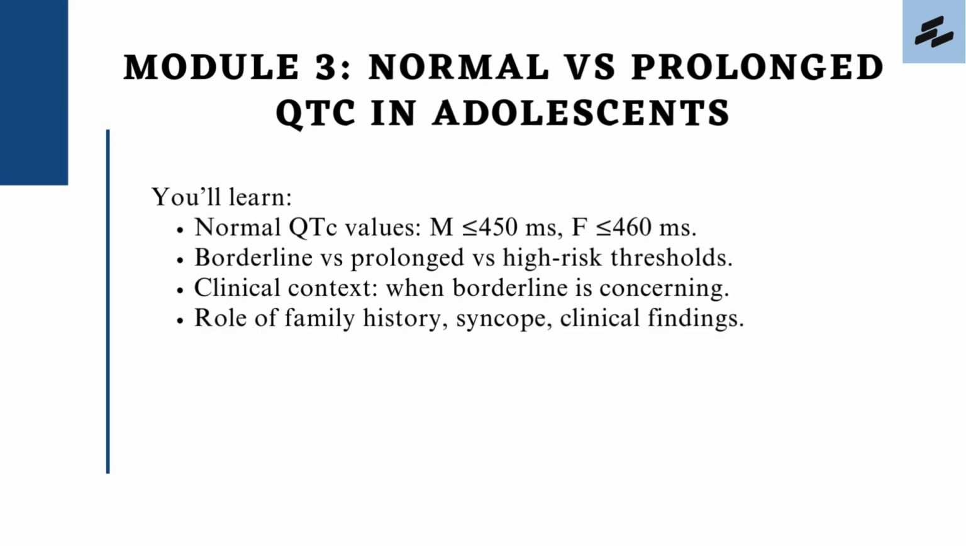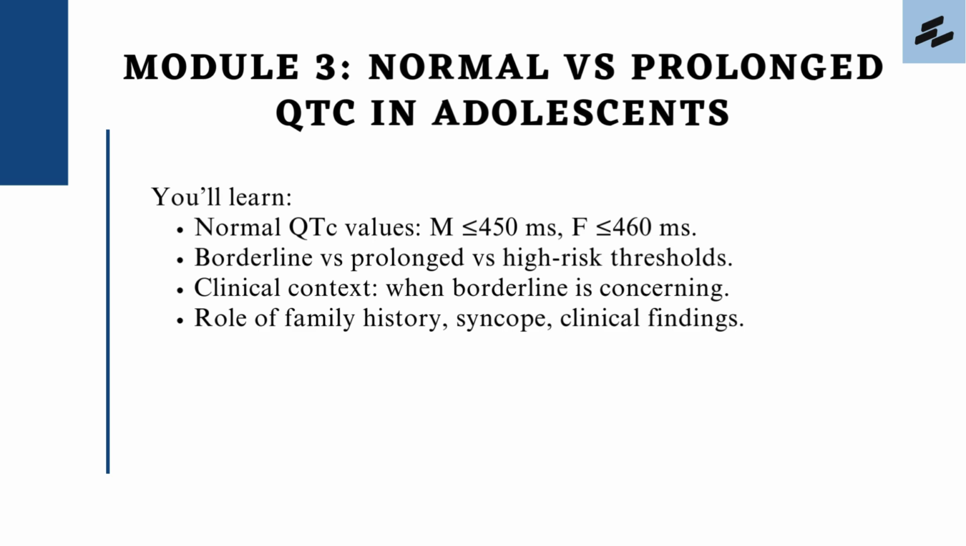Module 3: Normal versus Prolonged QTc in Adolescents. This module focuses on what is normal, borderline, and prolonged. In males, normal QTc is less than or equal to 450 milliseconds. In females, normal QTc is less than or equal to 460 milliseconds. Borderline values, 450 to 480 milliseconds, require careful consideration of context. Prolonged QTc is greater than or equal to 480 milliseconds, with greater than or equal to 500 milliseconds considered high risk. You will learn how to interpret these thresholds in light of family history, syncope, and other red flags.